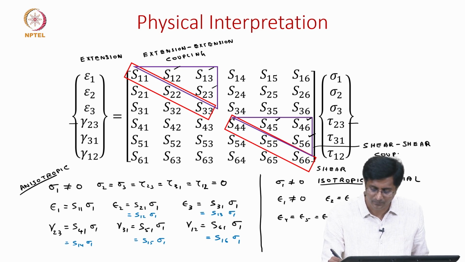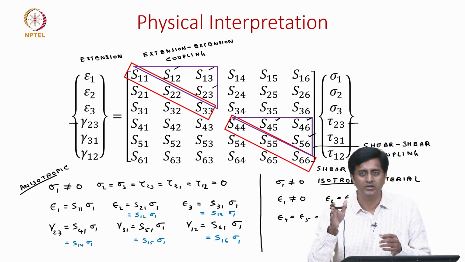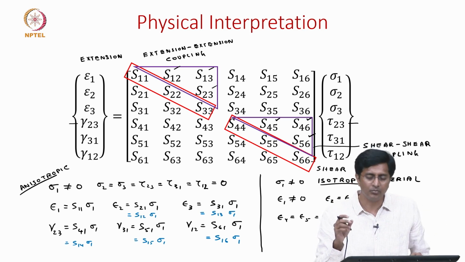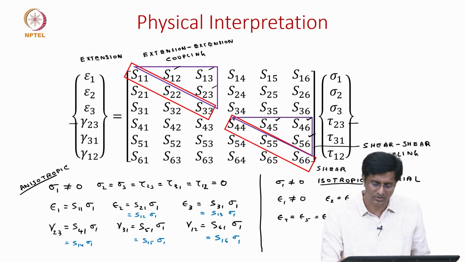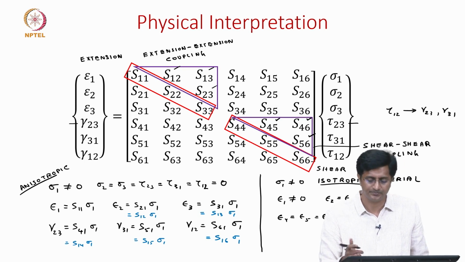What does this mean? It means that if you are applying a shear stress on one plane, there is a shear strain on the other two perpendicular planes. So, those components are brought in with this shear coupling. For example, let us say you are applying tau 1 2 and we get shear strains in the other two directions, let us say gamma 2 3 and gamma 3 1. This coupling is shown by the shear coupling components which are shown in this triangle.